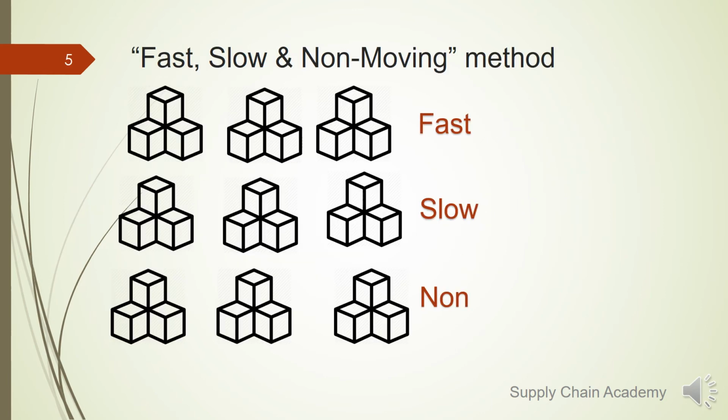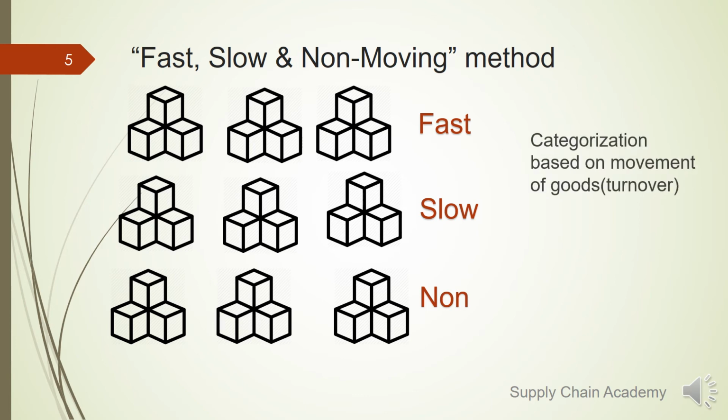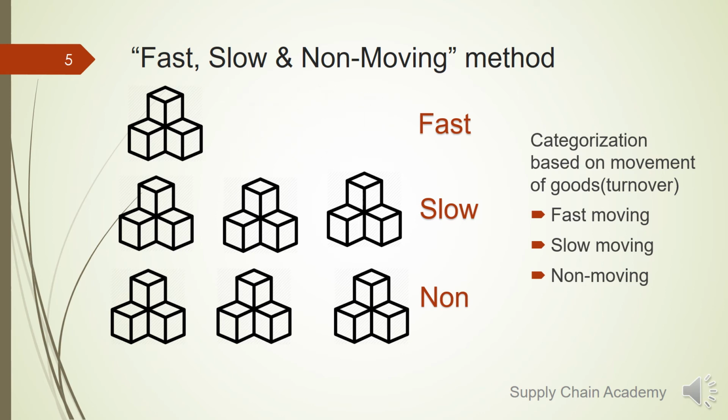And the third type of approach is called FSN, the fast, slow, and non-moving method. Here inventory is categorized based on annual turnover, with fast-moving goods separate from slow-moving and non-moving goods. Depending on business, you can identify fast and slow-moving goods, and goods that are non-moving at all. A key point here is fast-moving goods. You need to place them in a very convenient place in your warehouse, and focus on replenishing these goods on a timely basis.